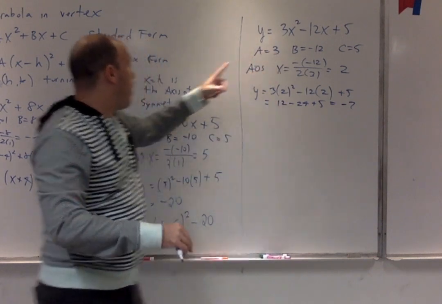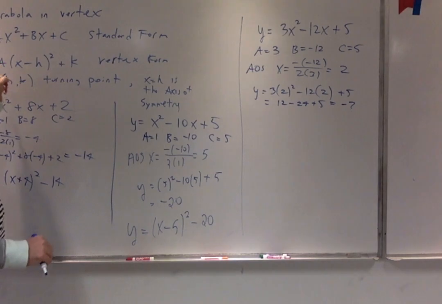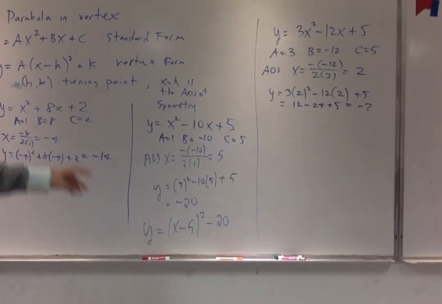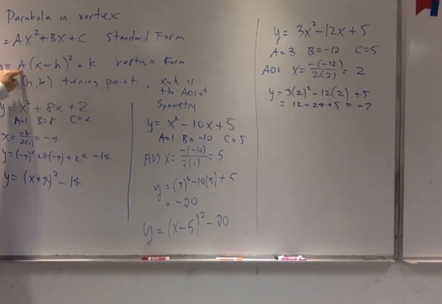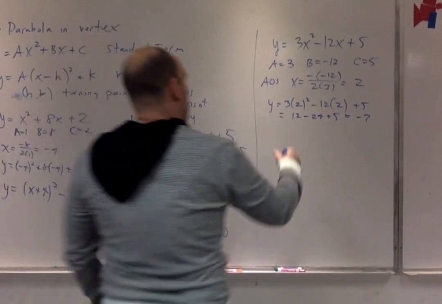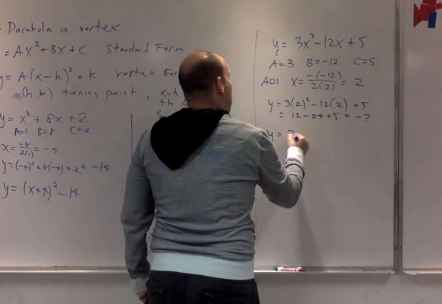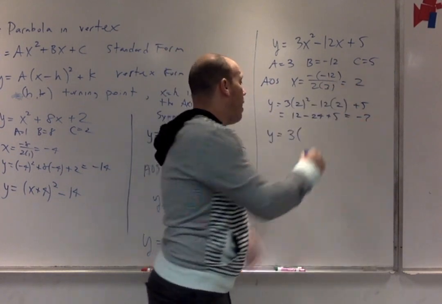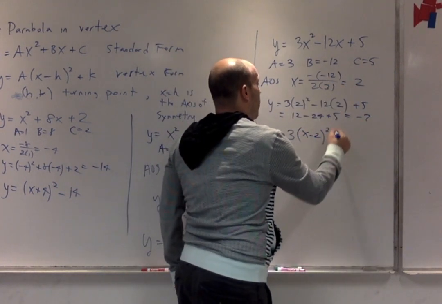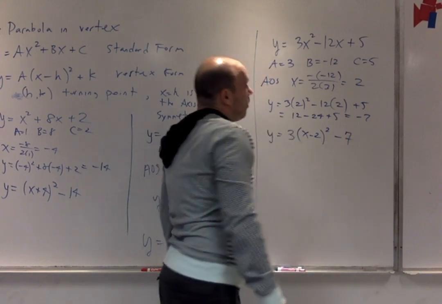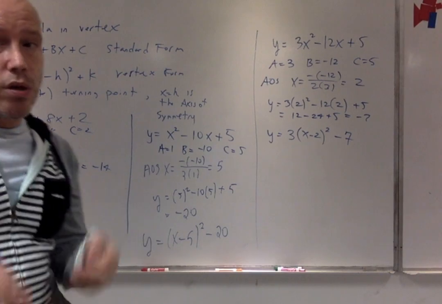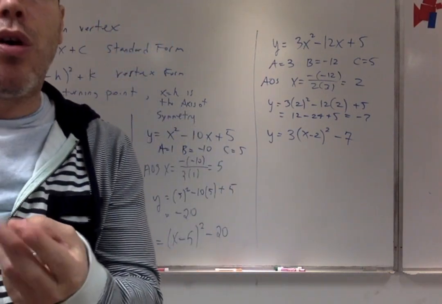Remember vertex form. Can you see it over here? There you go. Remember, it's the a in front here, right? So let's get back. Final answer: y equals 3 open parentheses, your basic h and your k, (x minus 2) squared minus 7, and that's how we go from standard form to vertex form. Either you're using the GDC or you're doing it by hand.